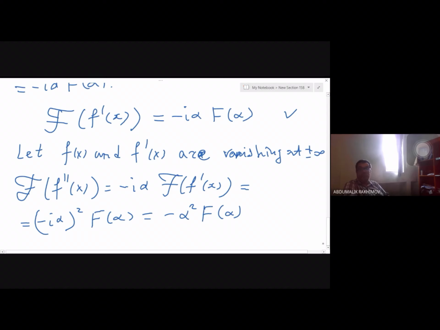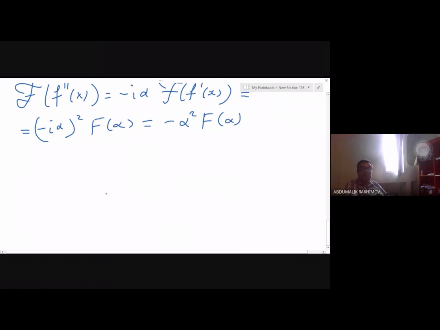So we proved the following. We proved that the action of the Fourier transformation on the second derivative is equal to just multiplication by minus alpha squared F(alpha). So what job is done by the Fourier transformation? It is killing both derivatives with respect to x. Okay?